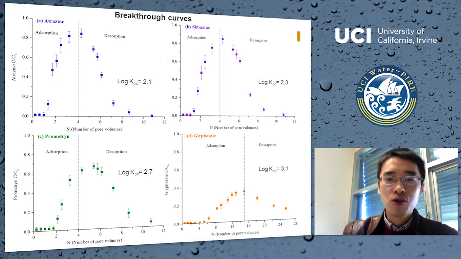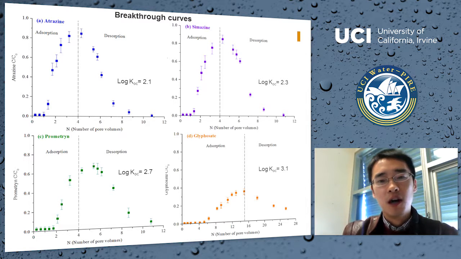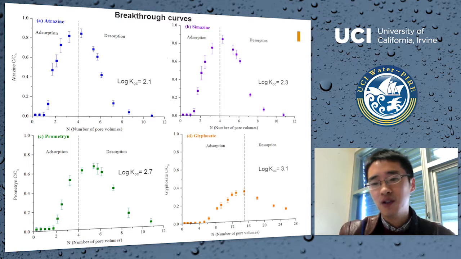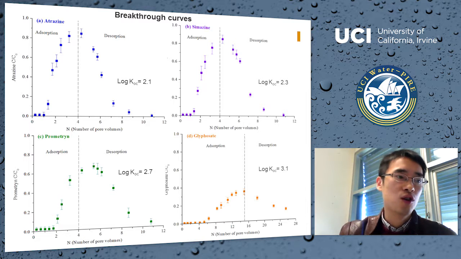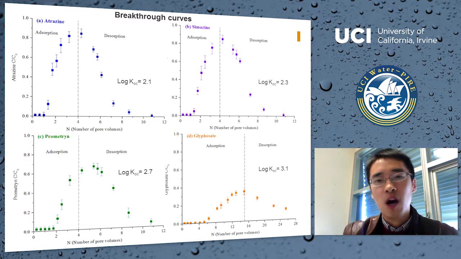However, prometryn and glyphosate have a bit higher adsorption potential, especially glyphosate, where the log KOC value is much higher than the other 3. So we can see that, for example, for glyphosate, even after 15 pore volumes of dosing, the outflow concentration still reached only 0.3 of the inflow concentration. So the biofilters will have a bigger potential for removing glyphosate.